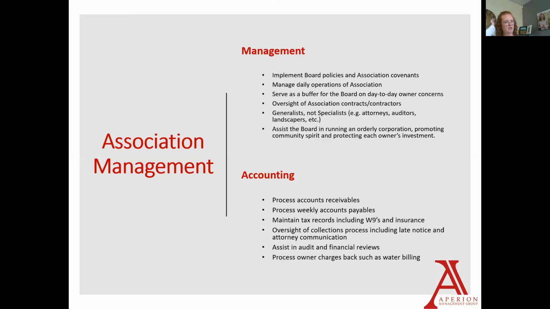So our management looks like this. Our managers are essentially implementing your policies, overseeing day-to-day operations, taking owner communication, overseeing the vendors, coordinating with your service providers, and assisting the board in making sure that they have what they need to make decisions. And our accounting team is really doing the transactional side of things on a day-to-day basis. They are making sure your money is coming in and your bills are getting paid, and that the accounting process behind the scenes is all taking place and getting done.